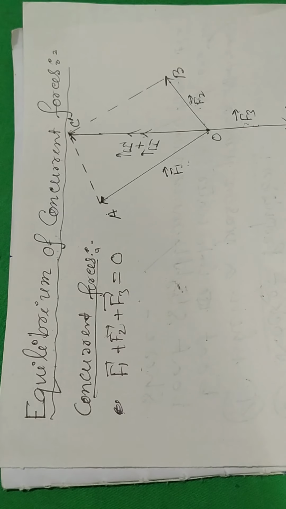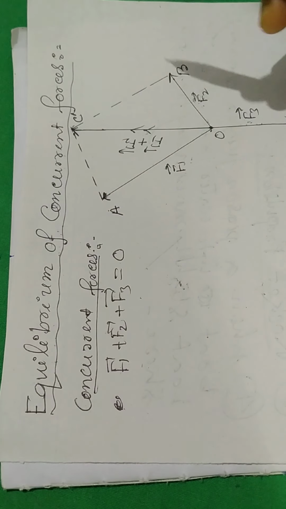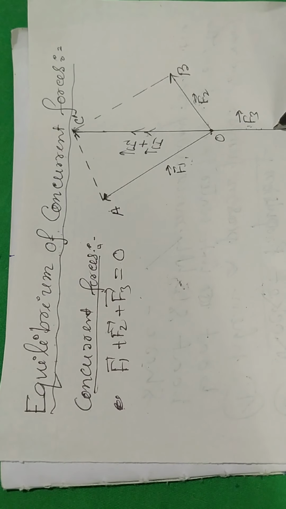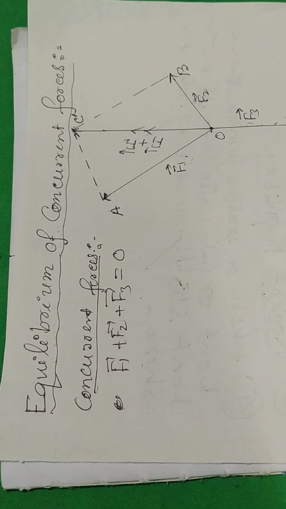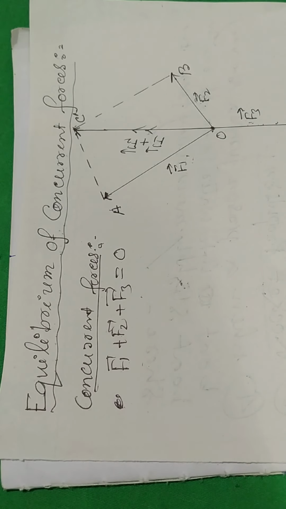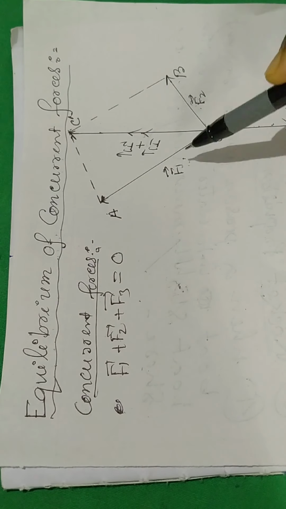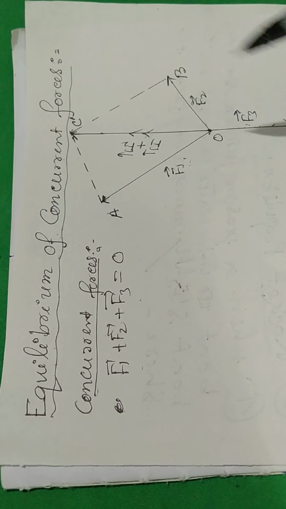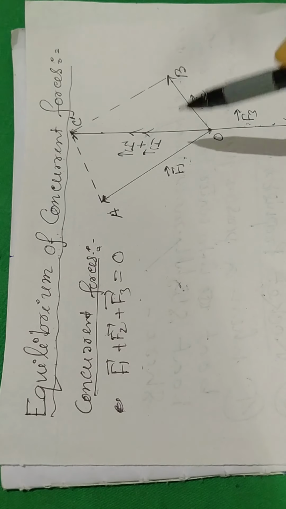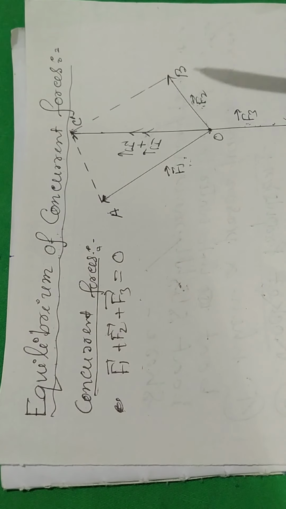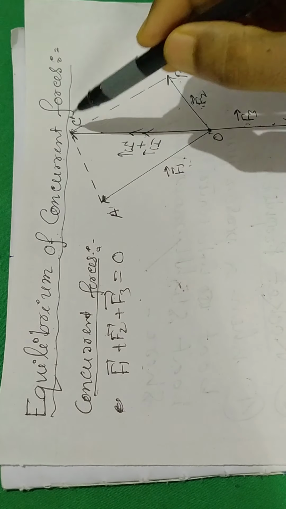Now, consider that three concurrent forces F1, F2 and F3 are acting at the point O as shown in the figure. In order to find the resultant of F1, F2 and F3, we first find the resultant of F1 and F2 by completing a parallelogram OAC'B.